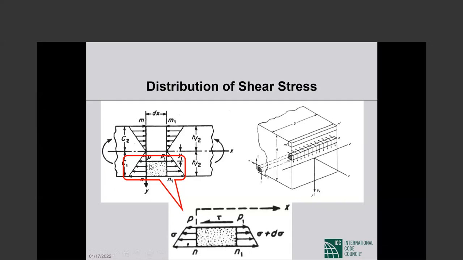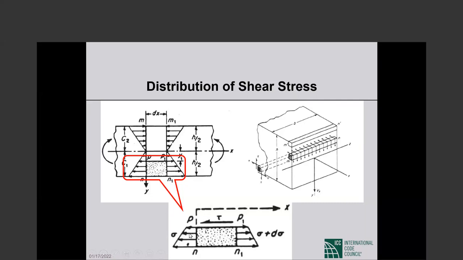So you understand that we have taken this element outside of the beam on the left. At this section MN, the bending moment is M. At this section M1N1, the bending moment is M plus dM. The bending moment has changed a little bit.